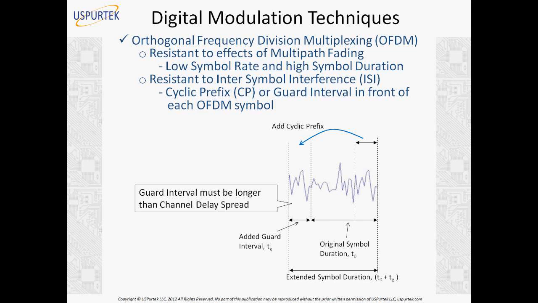So it could change according to cell size. If there is a smaller cell, then the delay spread will be smaller. If there is a large cell, a macro cell, maybe hundreds of kilometers or 50 kilometers, then the delay spread will be more. So accordingly, we have to adjust the length of the cyclic prefix.